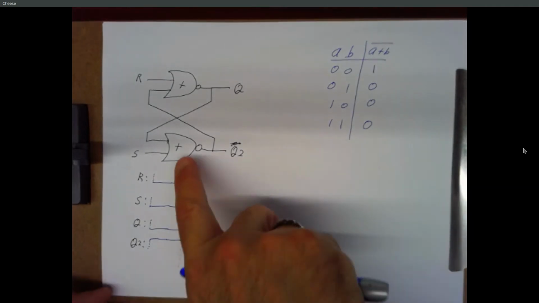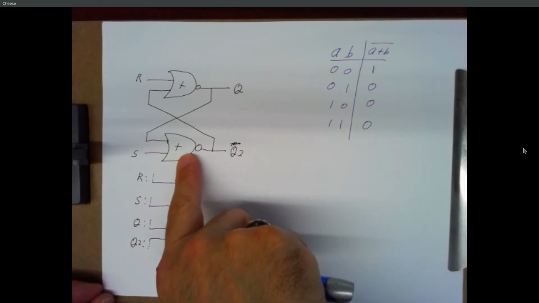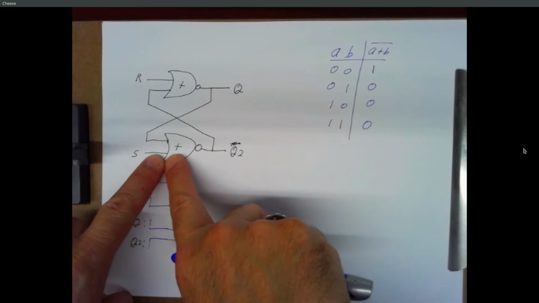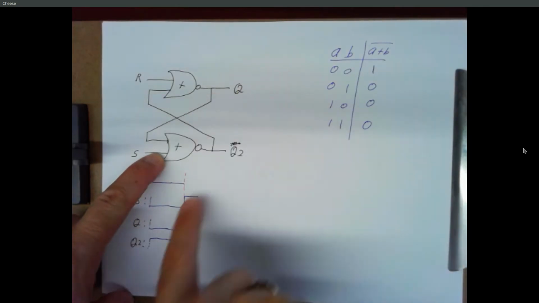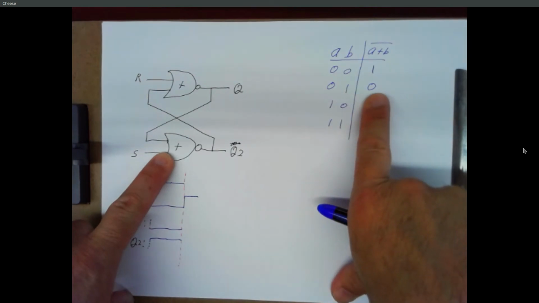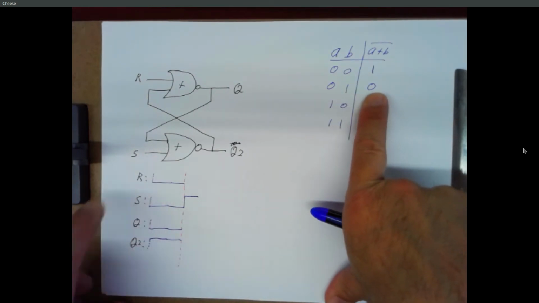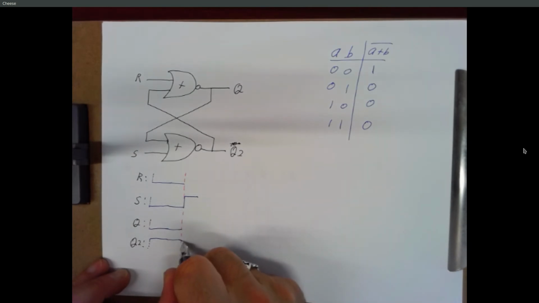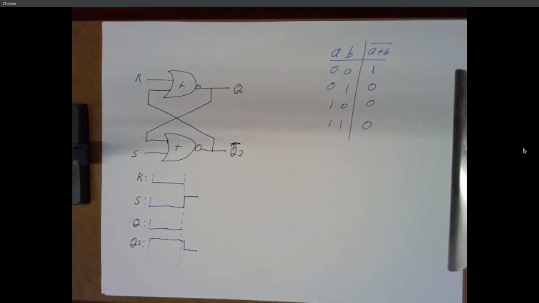S is just an input to this NOR gate, so the only thing that's going to be affected initially are the inputs to this NOR gate. We've got a 1 going in. The other input is coming from Q, which is a 0. So we have a 0, 1 into a NOR. The output should be 0. So a little while after S goes high, Q2 is going to go low. And I'm not too worried about propagation delays here, so I'm just drawing a little bit of a delay there just because it's not instantaneous.